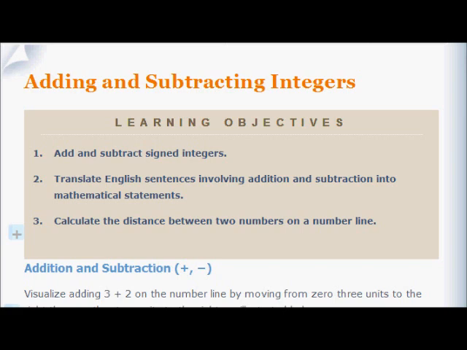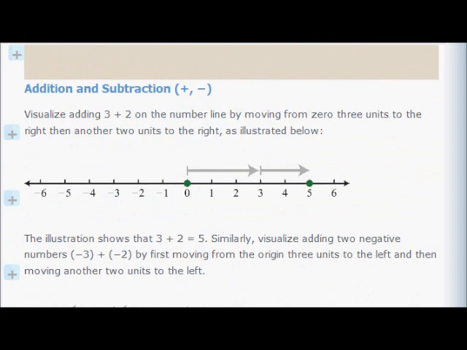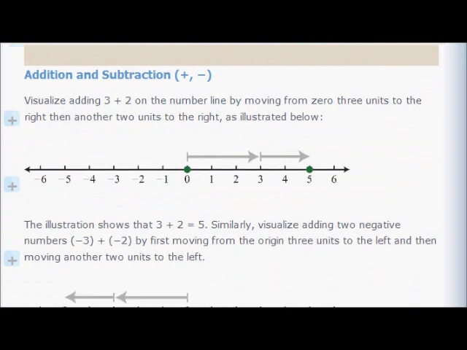And we're also going to figure out what the distance is between any two numbers on our friendly neighborhood number line. So, let's start by talking about addition and subtraction. Visualize adding 3 and 2 on the number line, 3 plus 2, okay? You're going to move 3 units to the right.